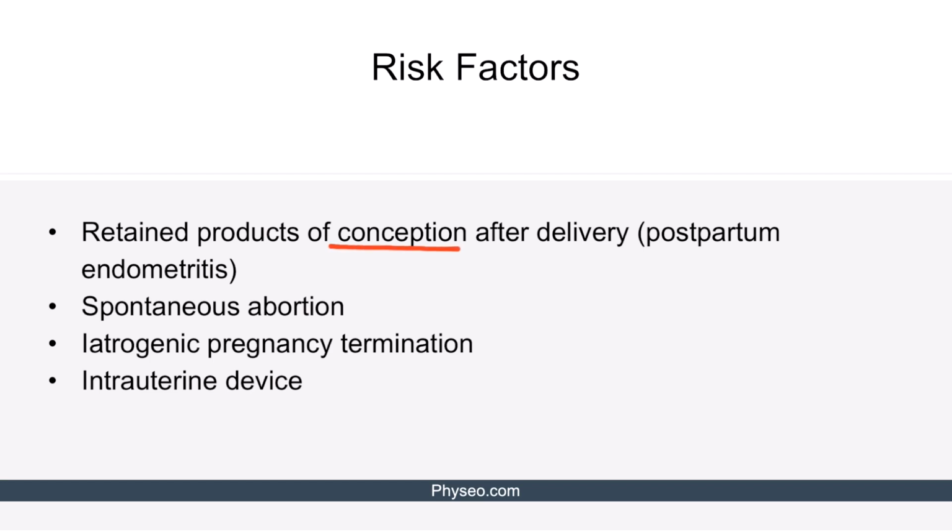As for the risk factors, endometritis can be due to retained products of conception after delivery. In this case, endometritis is commonly referred to as postpartum endometritis. It can also occur after spontaneous abortion or iatrogenic pregnancy termination. Finally, it can be caused by intrauterine devices, which can introduce bacteria into the uterus from the vagina.